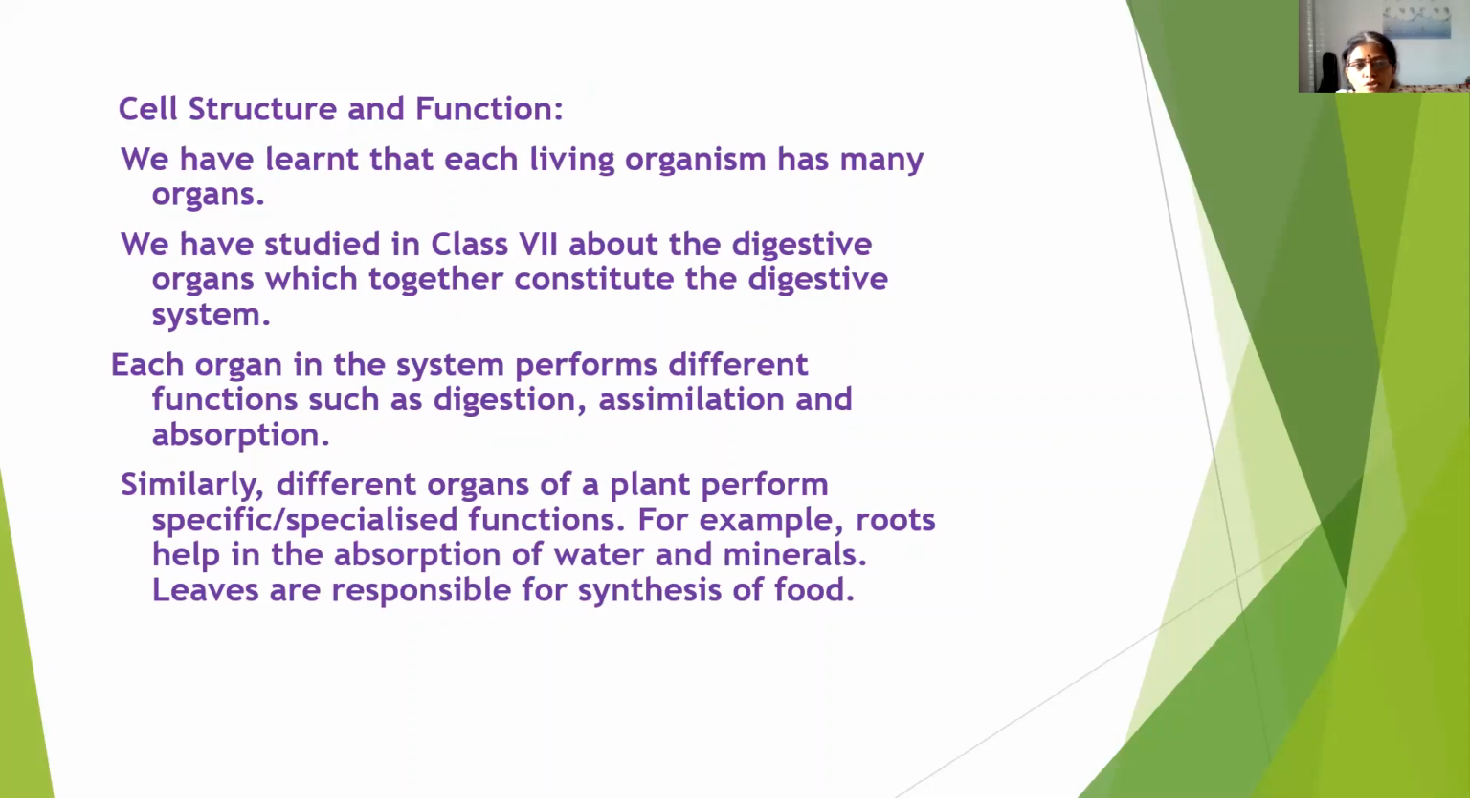Now, cell structure and function. In this, we have already learned that organisms have many organs, and organs group together to form organ systems. For example, the digestive system is an organ system, and it is made up of various organs like mouth, esophagus, stomach, large intestine, small intestine, and all these organs together perform a function called digestion. So all these organs group together and form the organ system called digestive system.